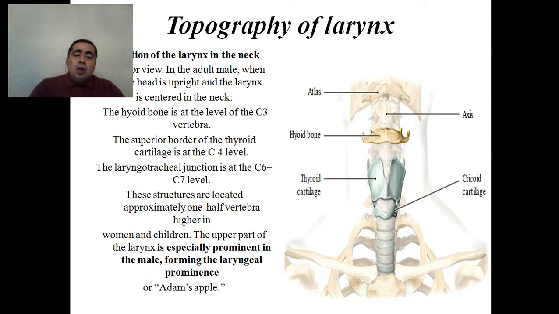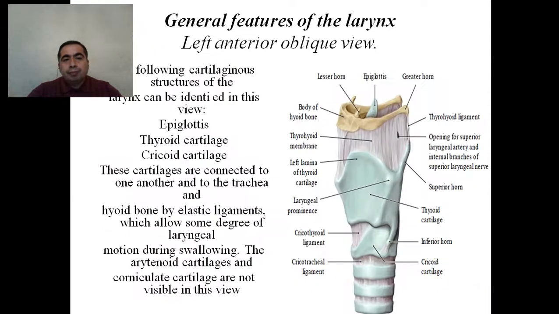The laryngotracheal junction is at the 6th to 7th cervical level. These structures are located approximately half a vertebra higher in women and in children. The upper part of the larynx is especially prominent in the male, forming the laryngeal prominence, or the Adam's apple.